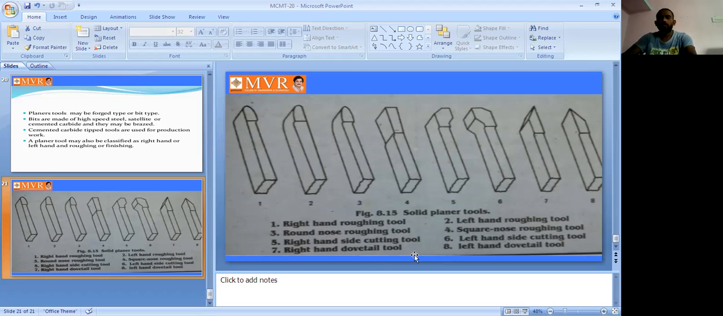Next class we will discuss another topic. In the previous 3 classes in this unit, we discussed the shaping machine, then the slotting machine, and in today's class the planing machine. In the next classes we will discuss drilling and boring. The third unit is also completed. The remaining 2 topics are drilling and boring, so next class we will discuss that topic. Thank you.